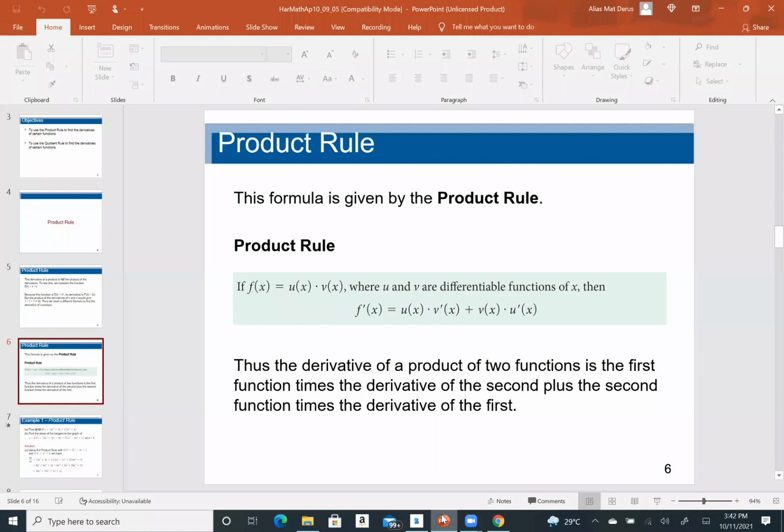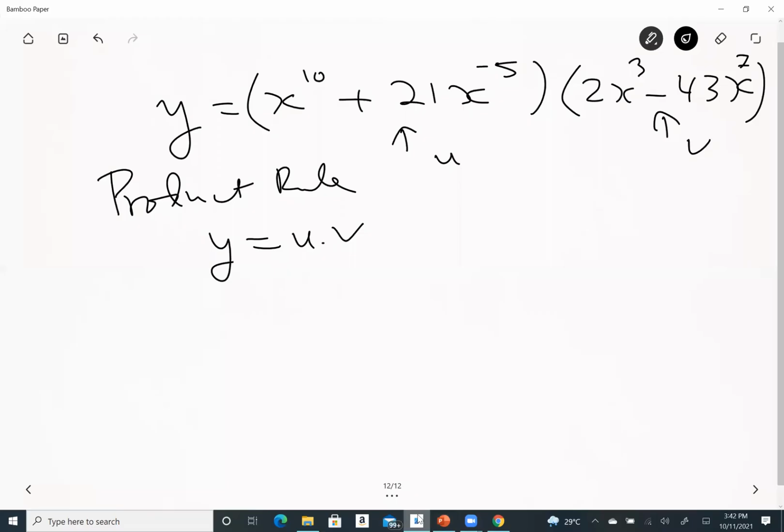We go back to the rule. What does the rule say? In order for us to find the derivative, it's not that straightforward. All right. Now, what does the rule say? What do we do? You differentiate u multiplied by v, then you add the derivative of v multiplied by u. So you differentiate one term at a time, multiplied by the other term, and then you do the same for the other term.